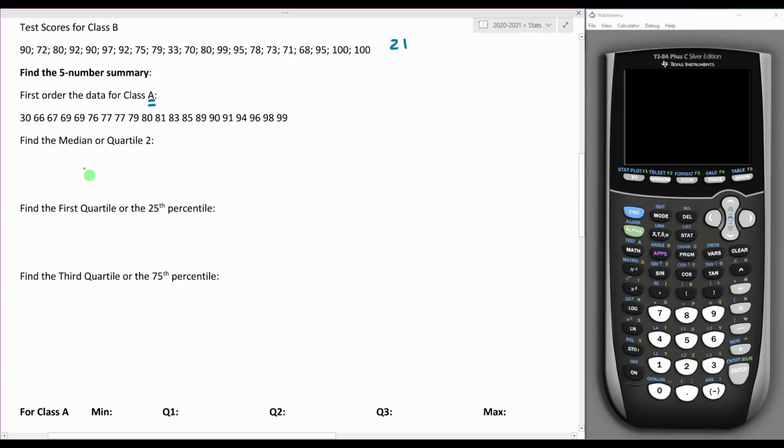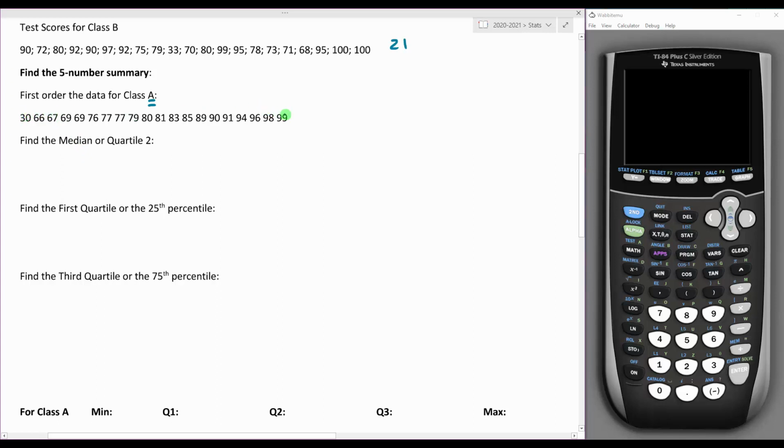All right, but the first thing we're going to do here is find the median, or quartile 2. And remember what a quartile, or what a percentile, does: it divides our data at 50%. So in other words, we're trying to find a number that will put 50% of the data in the bottom and 50% in the top. We're trying to split this data in half essentially.